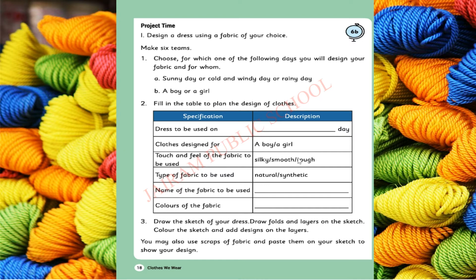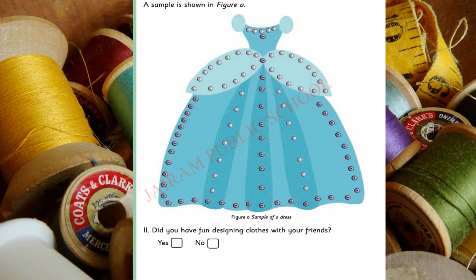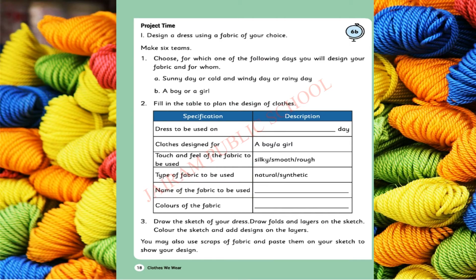It feels silky, smooth or rough, so you can choose it. Then the type of fabric to be used, natural or synthetic. The name of the fabric, then the color of the fabric, blue or red or black, like that. First, complete this drawing using your innovative idea and trace the color. Then write in the table. Okay children, complete this task as a home task activity along with your parents' help.